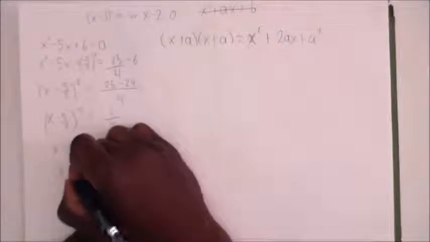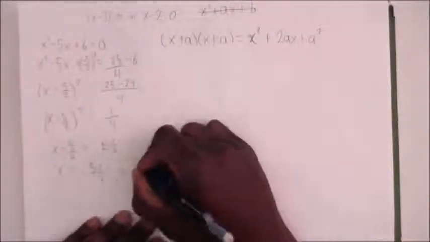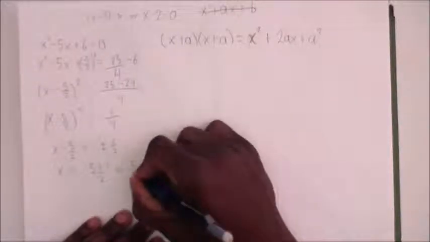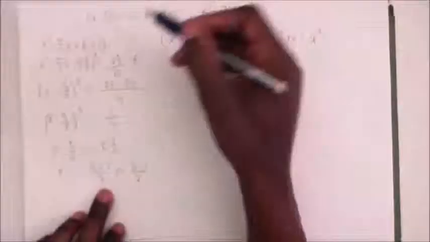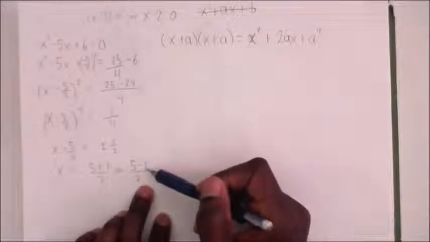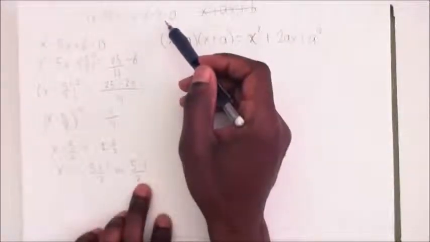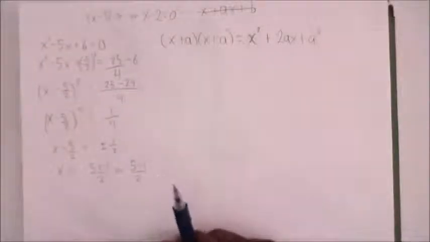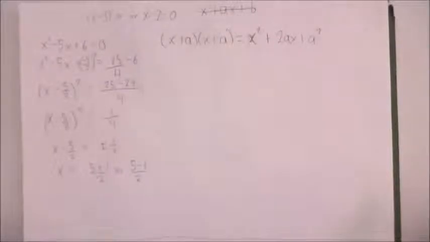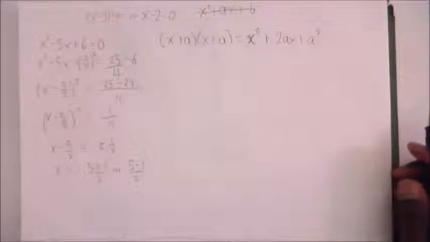So x is equal to 5 plus 1 over 2, or 5 minus 1 over 2. So 5 plus 1 over 2, that's 6 over 2, which is 3. And as I said, x is equal to 3. 5 minus 1 is 4 divided by 2 is 2. x minus 2 is 0. So we know then that this will get you the correct answer. So now let's look at a different equation and use this method and see what we get.